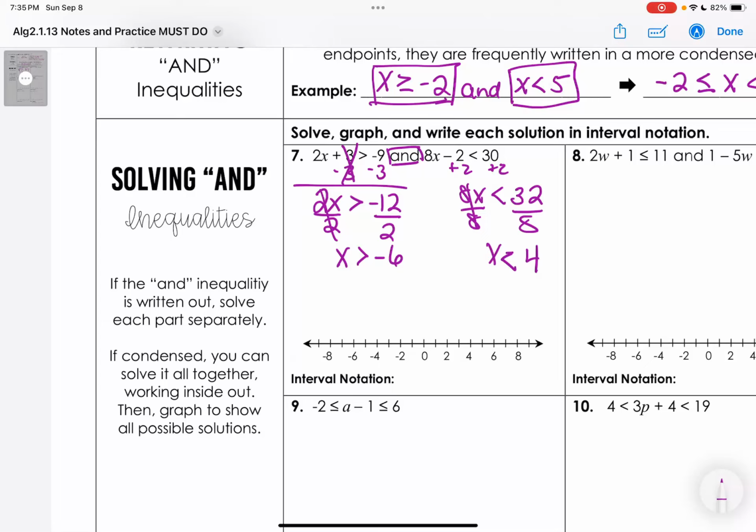So here x is greater than -6, but it's also less than 4. So it starts at -6 with an open circle. It's going to end at 4, also open, because neither one of those were equal to. And then I just fill in the space between. So interval notation on the left, it's open, -6 on the right, open with 4.